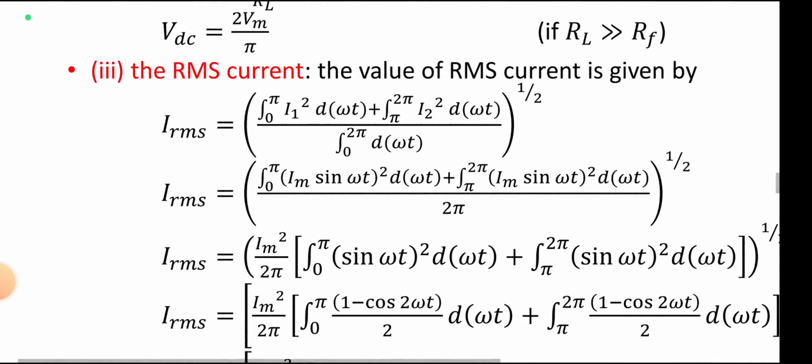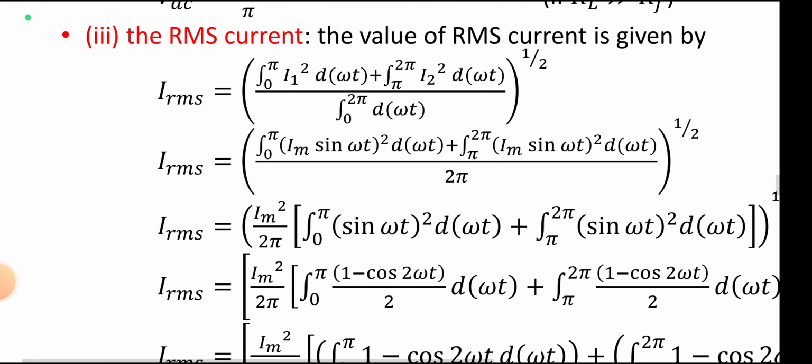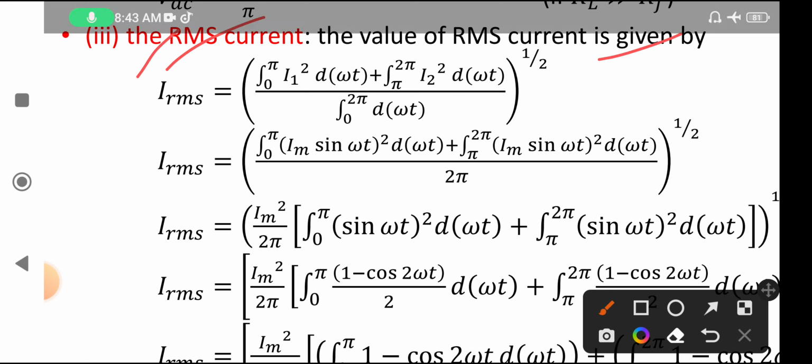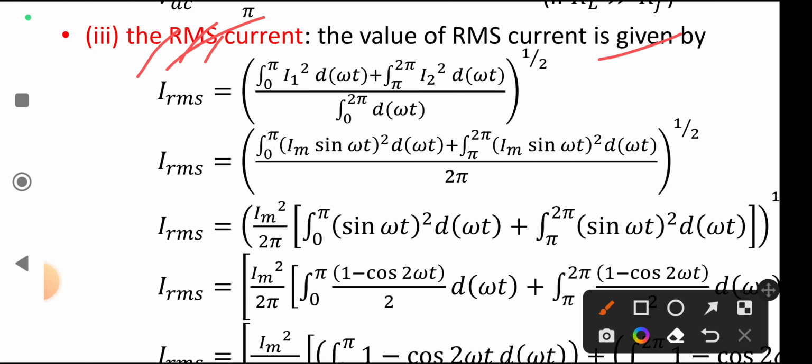Next, RMS value. RMS means AC voltage and AC current. RMS current means AC current. The value of RMS current is given by... RMS means root mean square. That is the meaning of RMS.